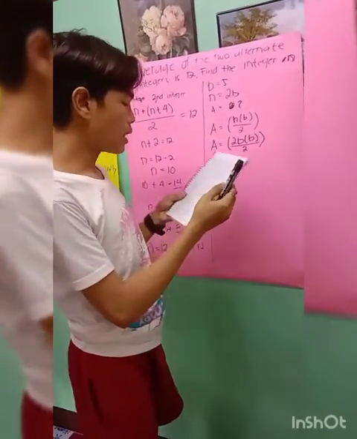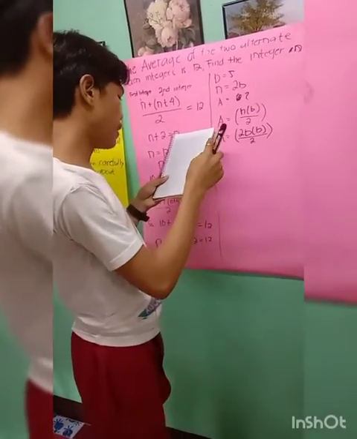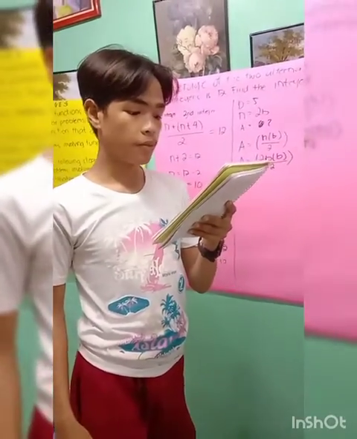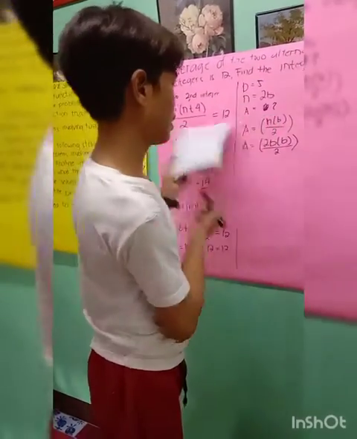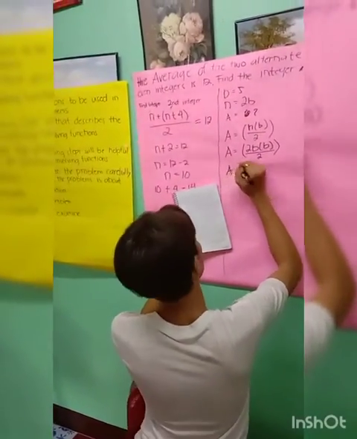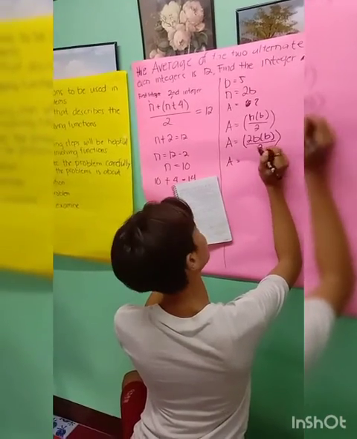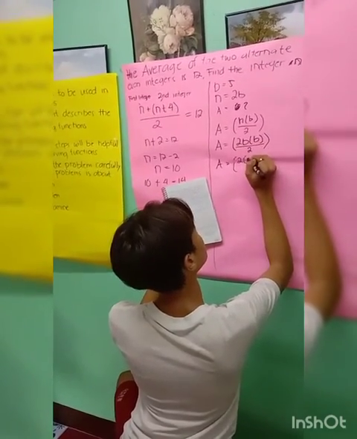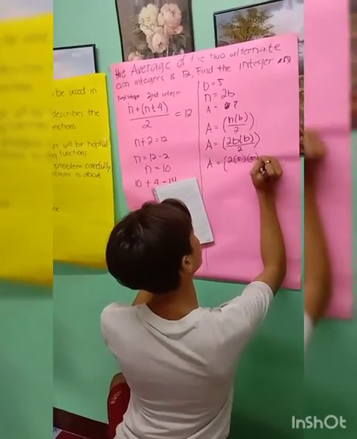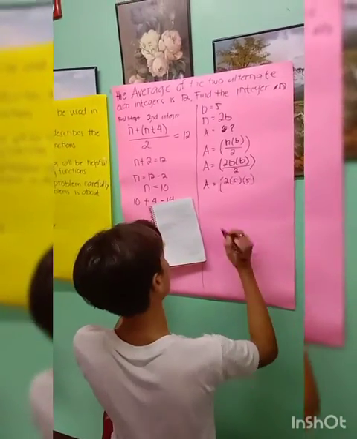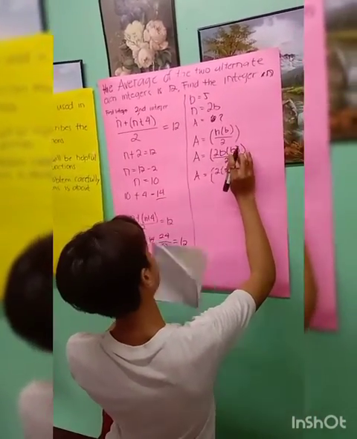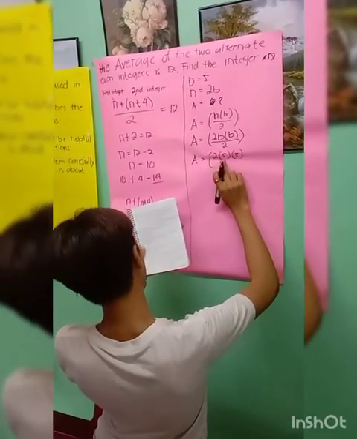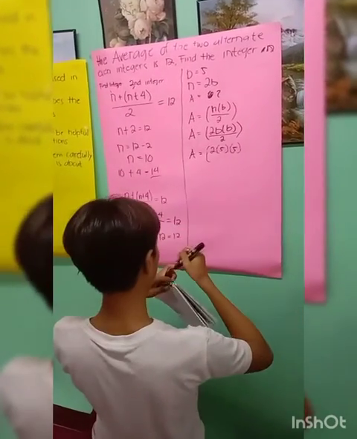Ang ating base at height. So area equals 2 times 5 times 5. Di ba? Twice its base. So, 2 times 5 times 5 is equal to 50.